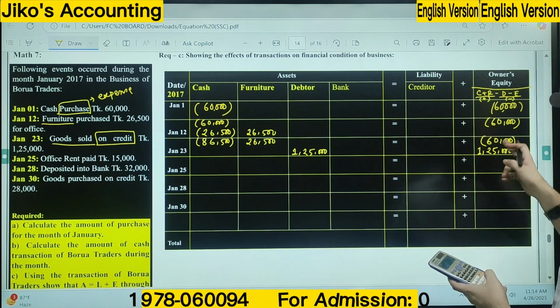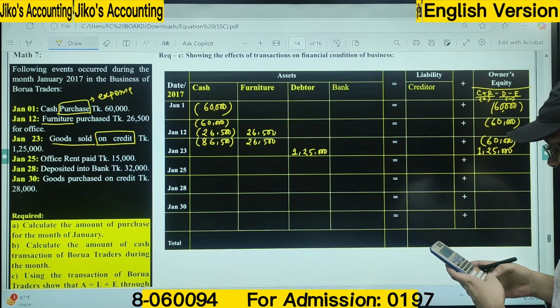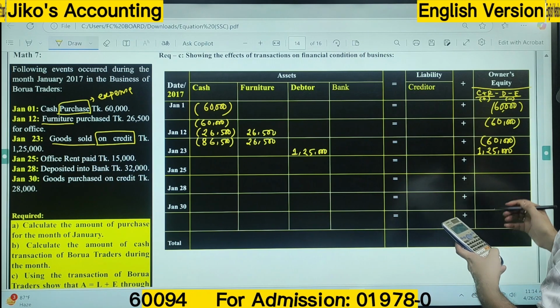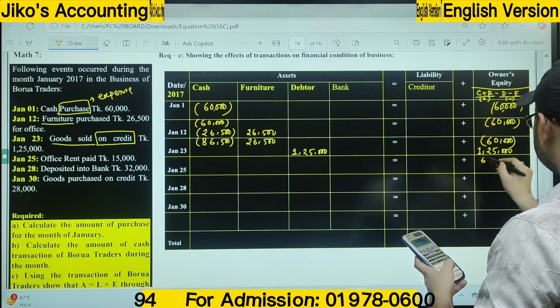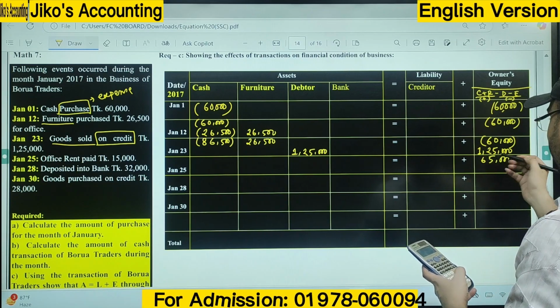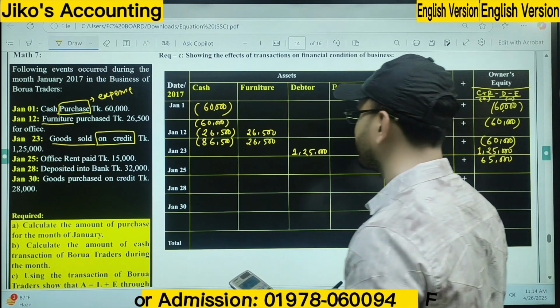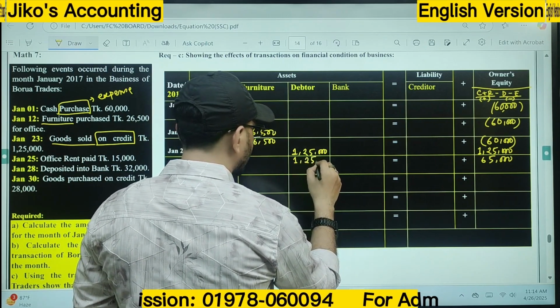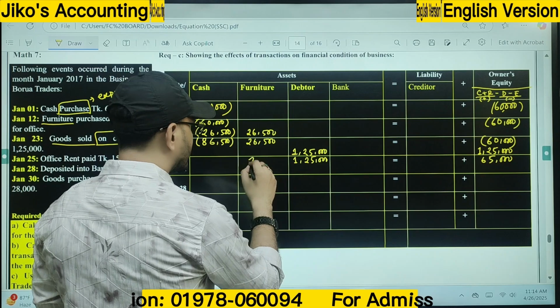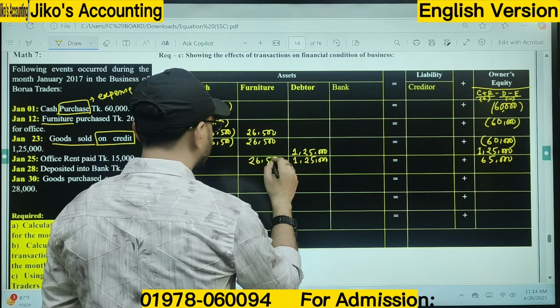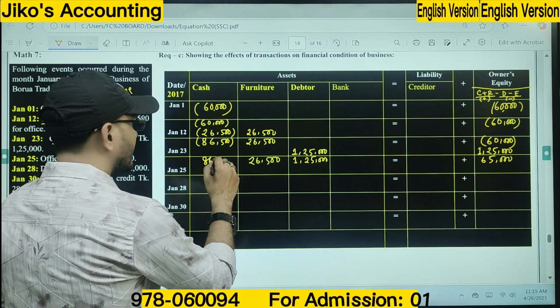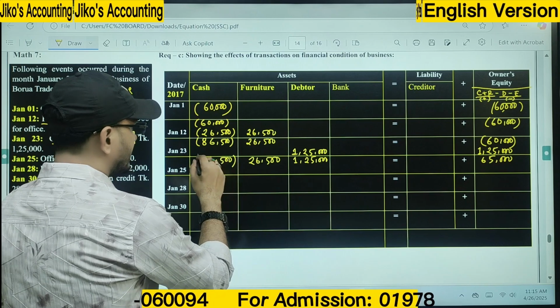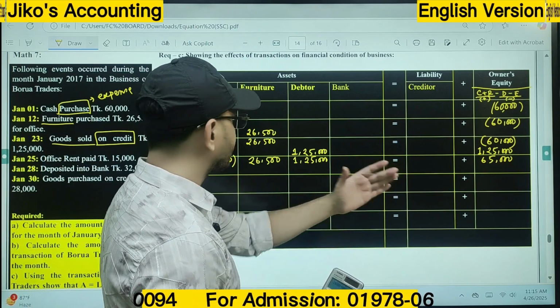1,25,000 is a minus figure, right? Now deduct it. 60,000. After a long time, we are getting a positive figure. 65,000. Is it okay, sir? 65,000. Here, what is the amount here? You can see 1,25,000, 26,500, then 86,500. Now try to equalize the balance from both sides.